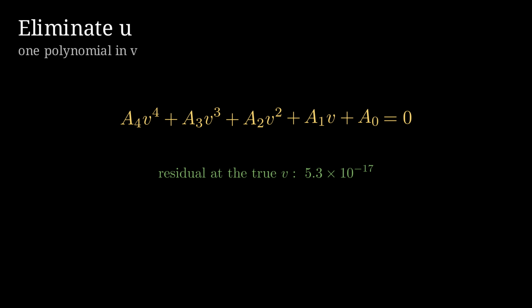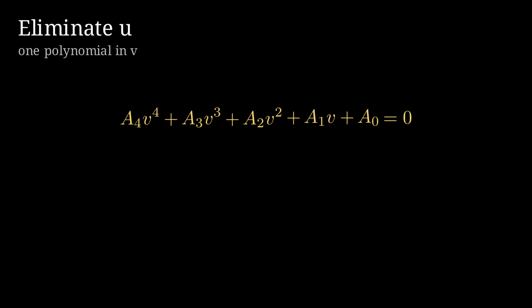Plug the true ratio V into this quartic and it evaluates to 10 to the minus 17. Machine 0. And one confession from making this video: my own notes had a parenthesis in a 3 in the wrong place, off by one bracket, and the residual screamed at 10 to the minus 4. The formula gets no vote, the numbers do.